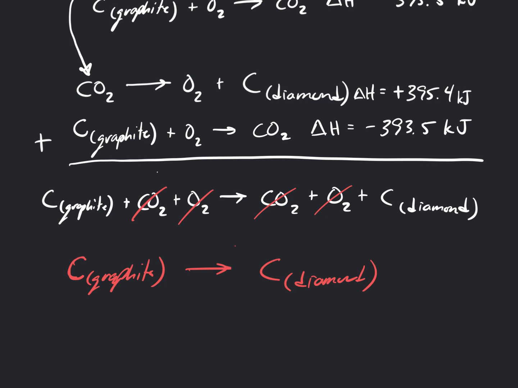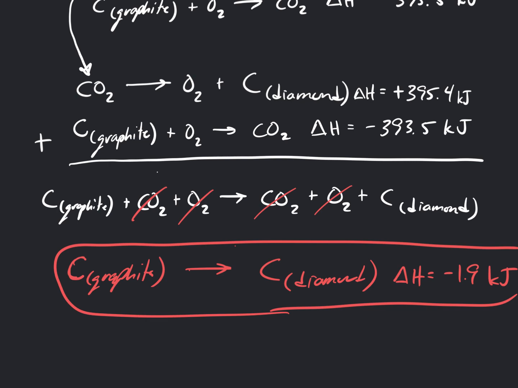Okay, and now what I'm going to do is add these two enthalpies. I added all of the products and reactants, and now I'm going to add the enthalpies, and we will get this number. This is the change in the enthalpy. It is minus 1.9 kilojoules, and that's the answer.